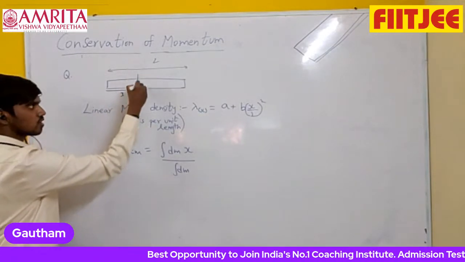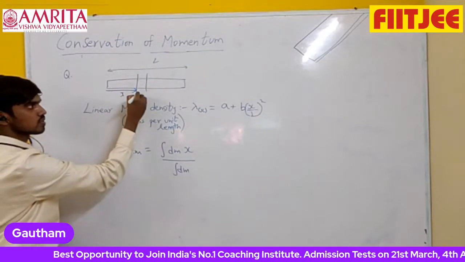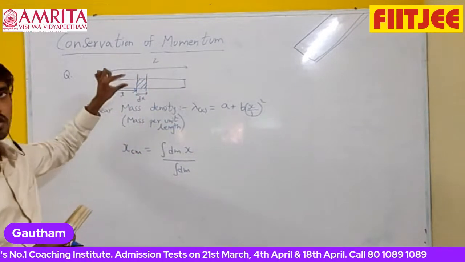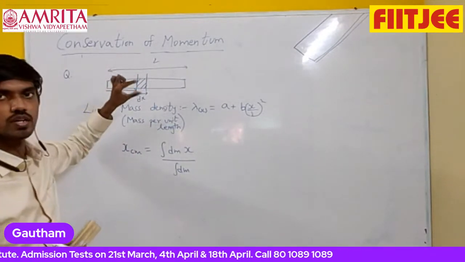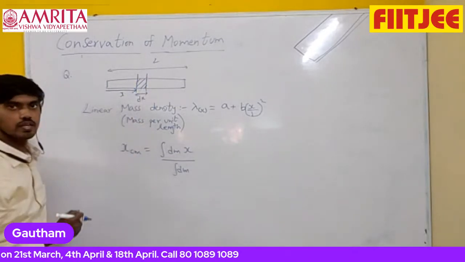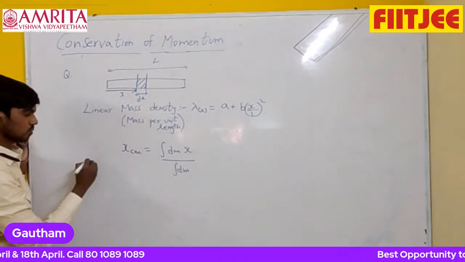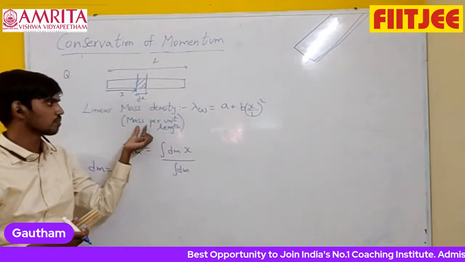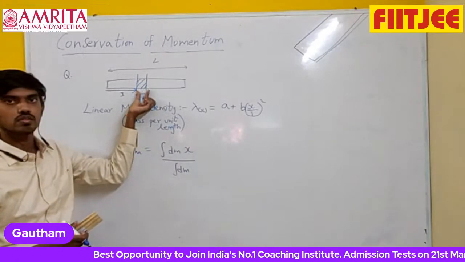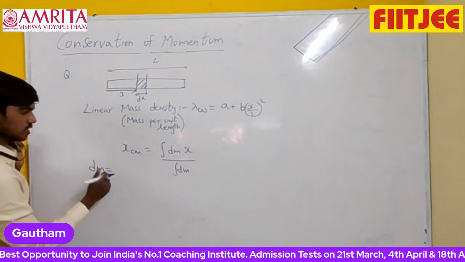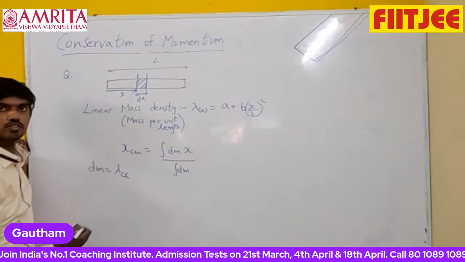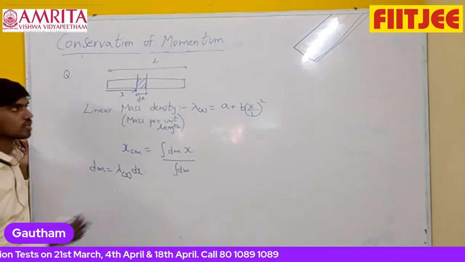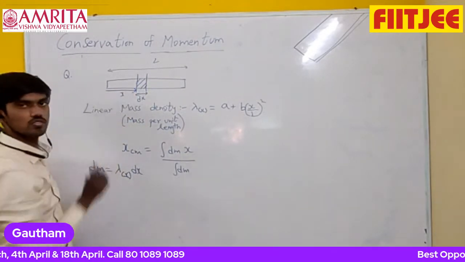So if I take a small thickness dx, this shaded region is a single mass element; I can treat it as a point mass. To find the mass of this shaded region, dm will be equal to mass per unit length, the linear mass density, into length, which gives the mass of this element. So dm is lambda of x into dx. The x coordinate of this mass is x itself.